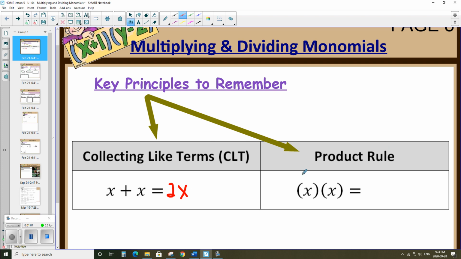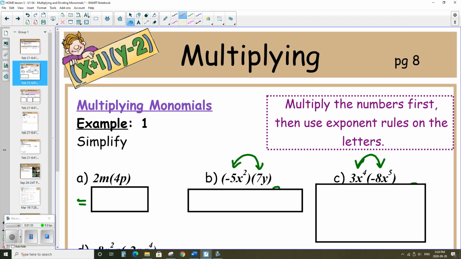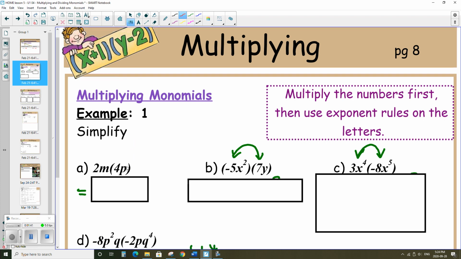Now when you're multiplying x times x, you need to use the product rule. The product rule says that if you're multiplying two terms with the same base, you add the exponents, and each of these has an exponent of 1. So the answer of x times x would be x squared. 1 plus 1 is 2. Keep that in the back of your mind, because with these questions we're going to be multiplying monomials, right? We're not going to be adding them. So you need to use the exponent rules that we learned in the last lesson.